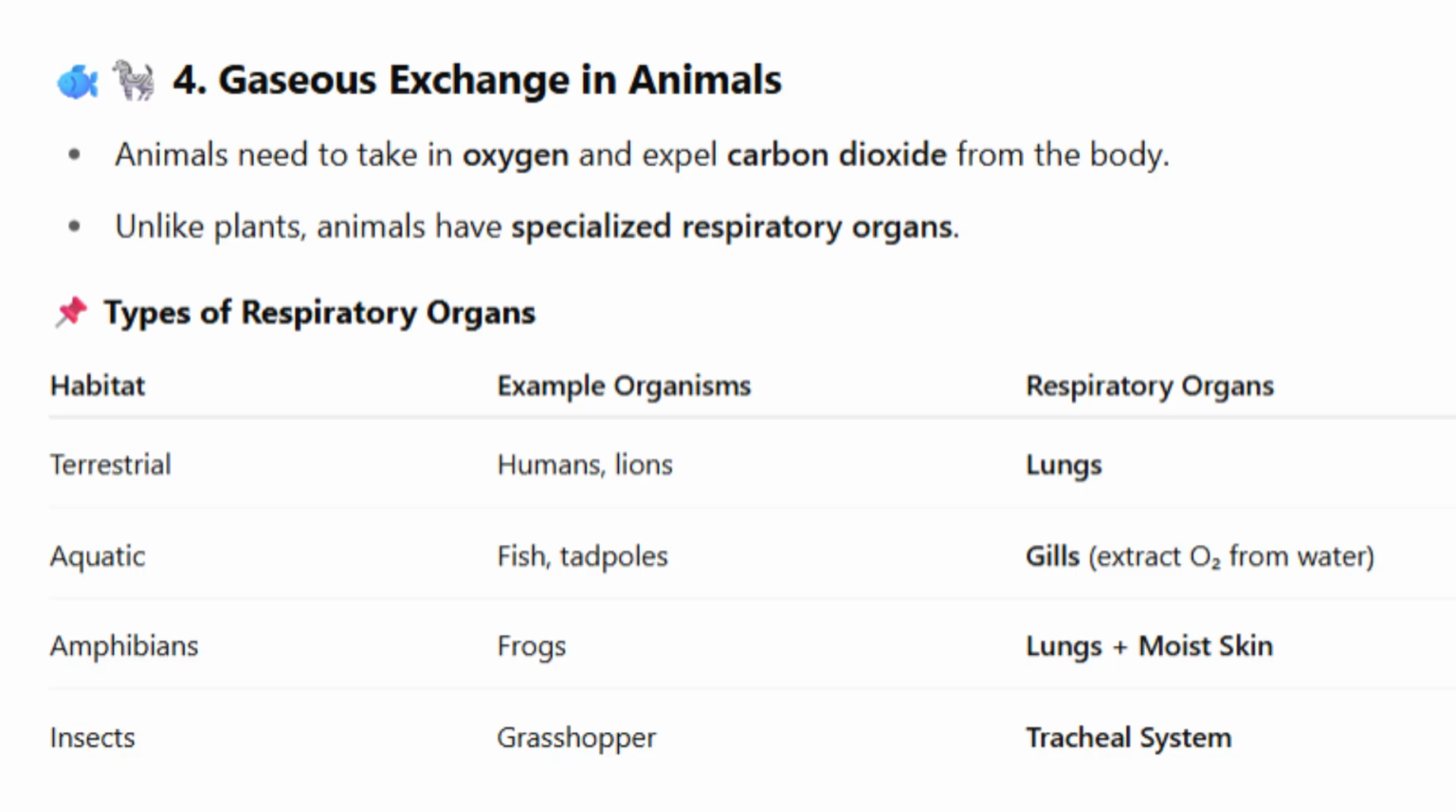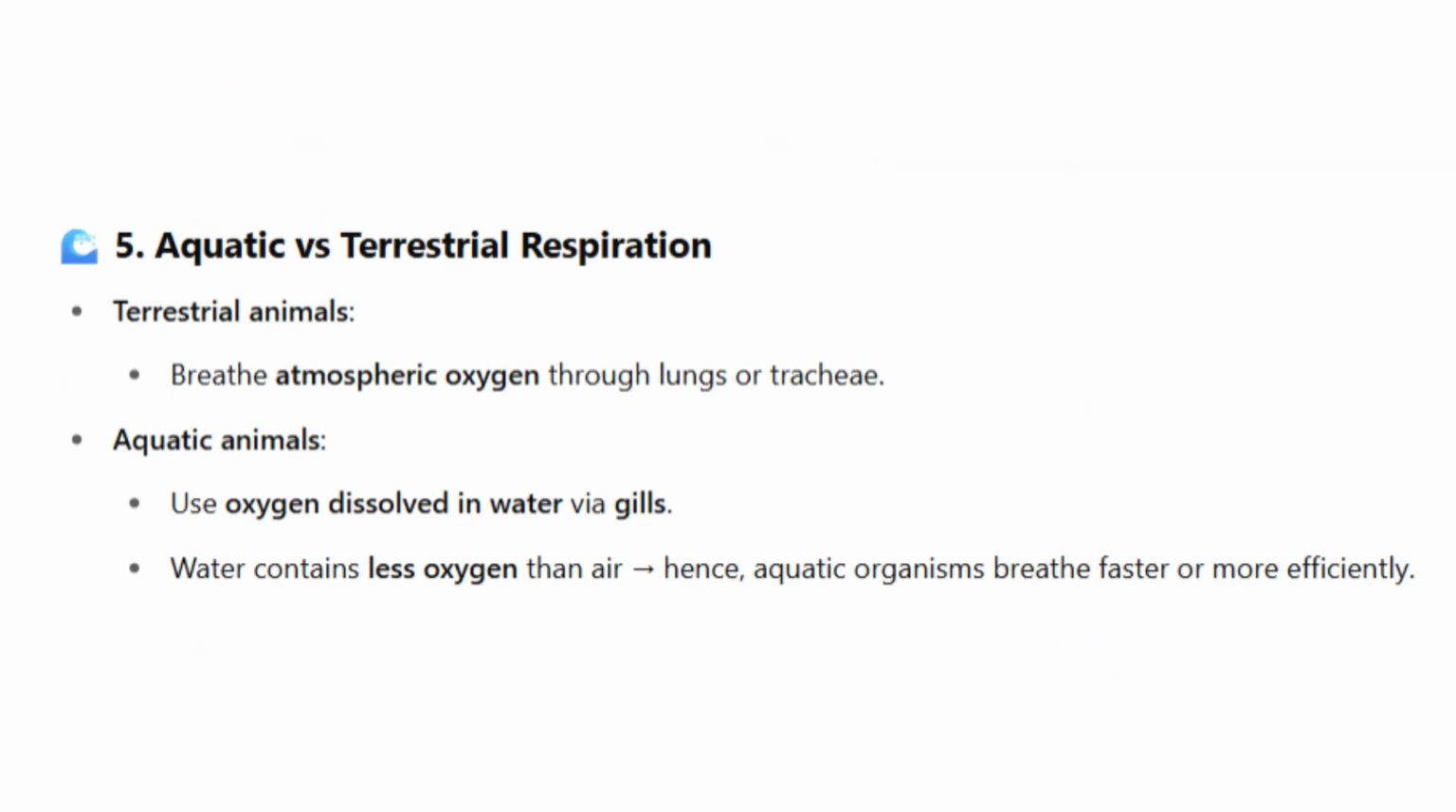4. Gaseous exchange in animals. Animals need to take in oxygen and expel carbon dioxide from the body. Unlike plants, animals have specialized respiratory organs. Types of respiratory organs. Habitat, example organisms, respiratory organs. Terrestrial: humans, lions, lungs. Aquatic: fish, tadpoles, gills, which extract O2 from water. Amphibians: frogs, lungs plus moist skin. Insects: grasshopper, tracheal system.